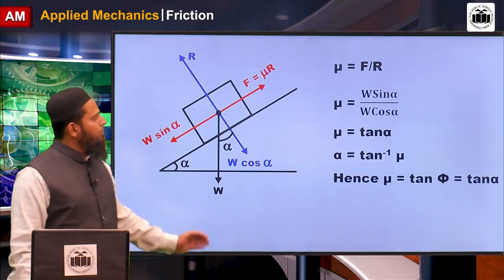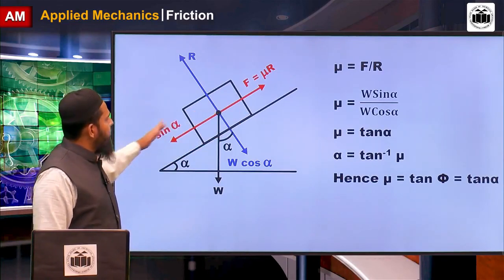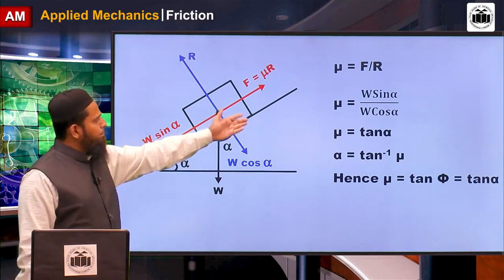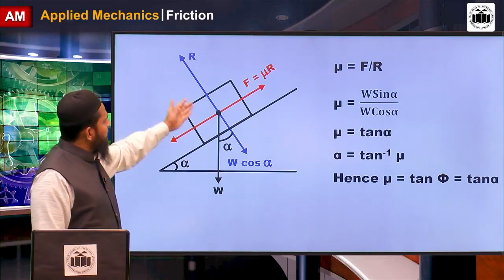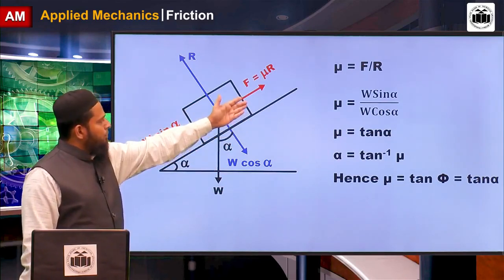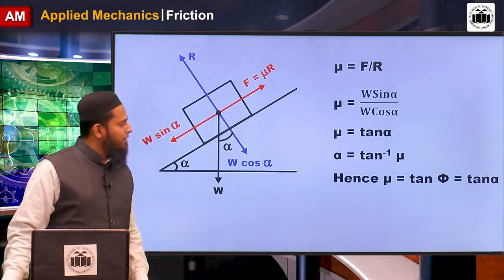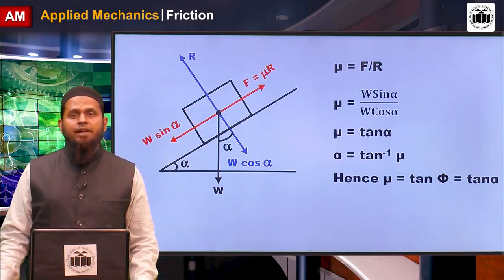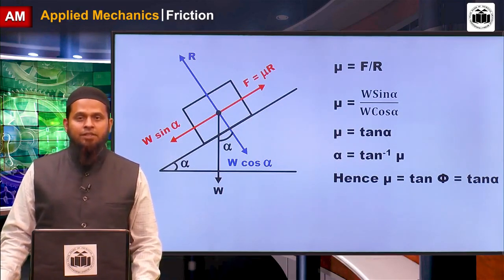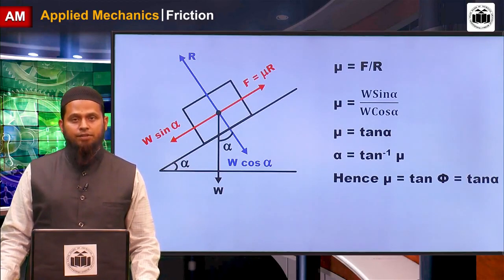Now, what is mu? Mu is equal to F upon R. But for balancing, F is equal to W sin alpha. So keep F equal to W sin alpha. What is R? To balance, R is W cos alpha. So put R as W cos alpha. Then mu is equal to tan alpha. Here alpha is the angle of repose. It is tan inverse of mu. Hence, the coefficient of friction is nothing but the tan of the angle of repose and the tan of the angle of friction.